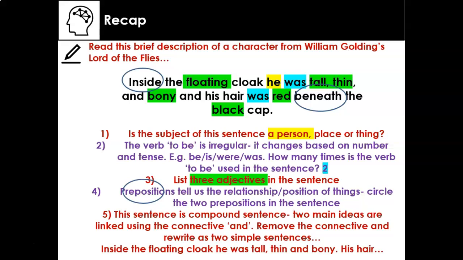Okay, brilliant. Now, 5, a bit more long-winded. So this sentence is a compound sentence because the two main ideas are linked using the connective "and." So idea number 1, inside the floating cloak, he was tall, thin and bony, and his hair was red beneath the black cap. So we can rewrite that as 2 sentences. Inside the floating cloak, he was tall, thin and bony, full stop. His hair was red beneath the black cap. And then we create 2 simple sentences from our compound one.